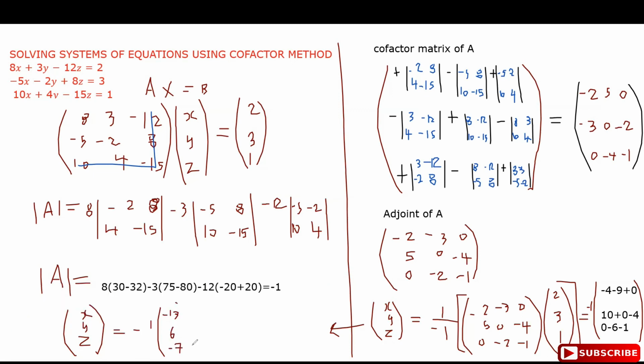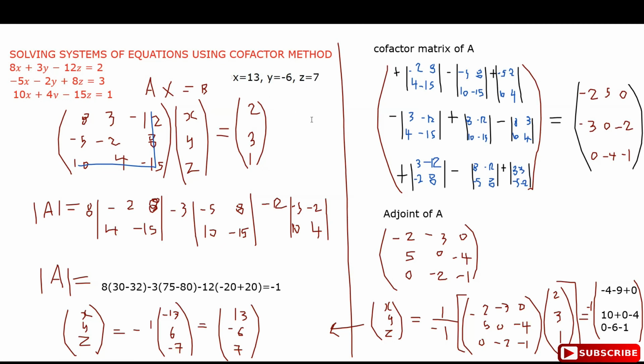And so then now we multiply it by minus 1 to get minus 1 times minus 13 is 13. Minus 1 times 6 is minus 6. And then minus 1 times minus 7 is 7. And so what we end up getting is 13, minus 6, 7. So the solution we get is x equal 13, y equal negative 6, and z equal 7.